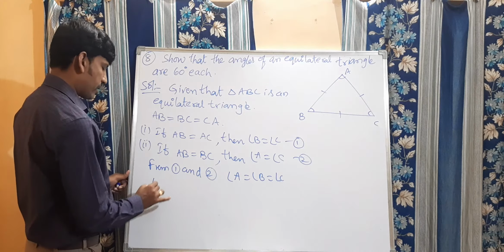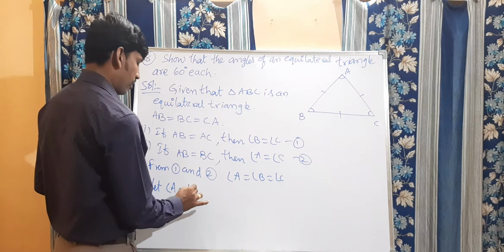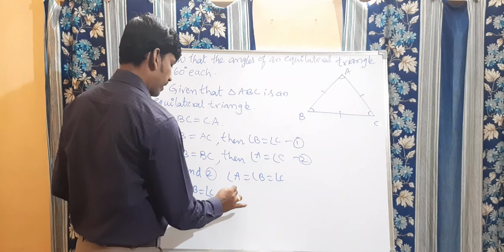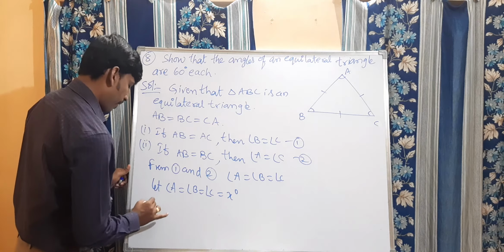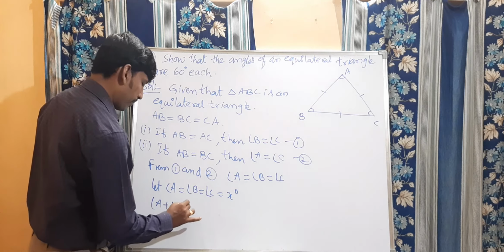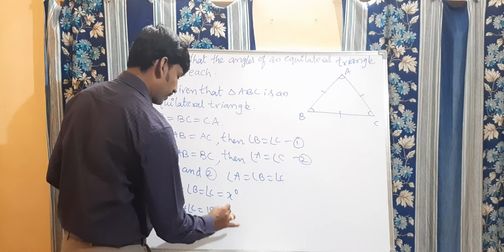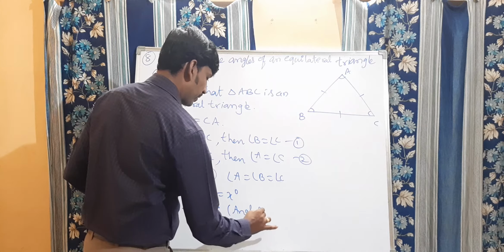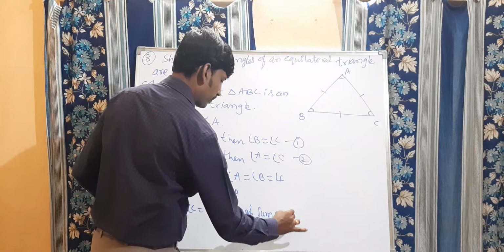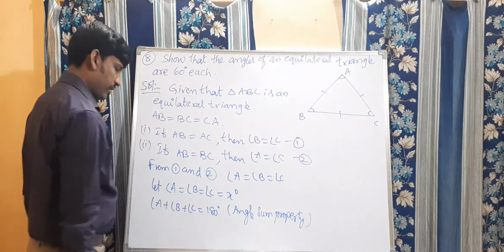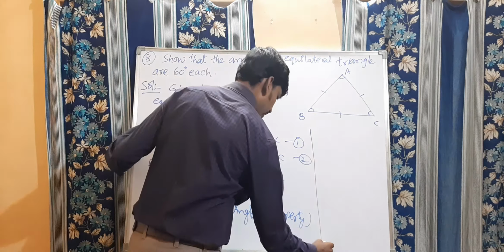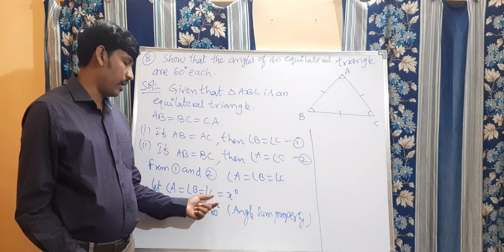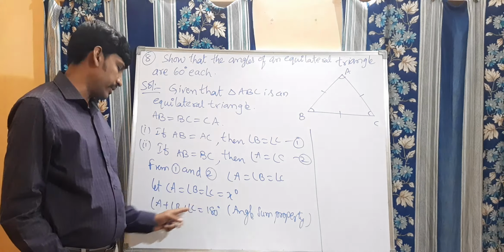So now let angle A is equal to angle B is equal to angle C, which is equal to x degrees. Right? So now by adding all these three, angle A plus angle B plus angle C is equal to 180 degrees. Angle sum property. Clear, my dears? So now by adding all these three, I already took that angle A is equal to angle B is equal to angle C, which is equal to x degrees. So substitute this x degrees in this.